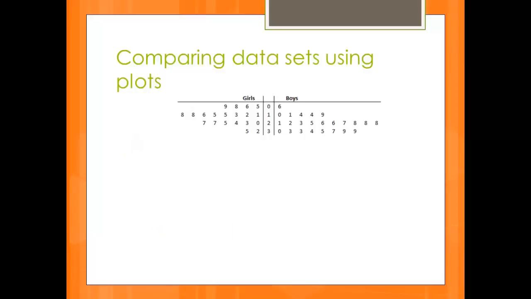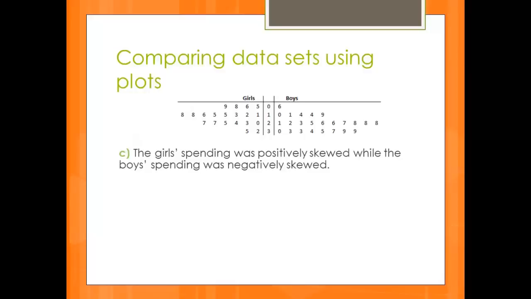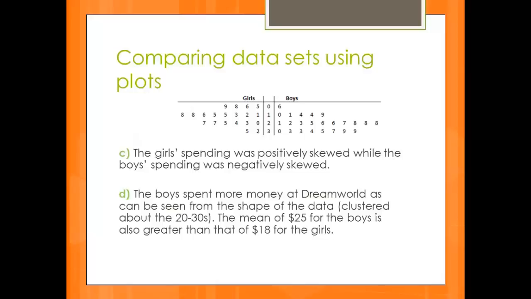Looking at the shape of the data for the girls, we can see that these scores are positively skewed since the tail points in the positive direction. The boys' scores, on the other hand, have the tail pointing in the negative direction, so we can say that this data is negatively skewed. The shape of this data shows that the boys spent more overall. We can also compare the boys and the girls' means from our previous calculations to confirm that the boys spent more overall, with a mean of $25 for the boys compared with just $18 for girls.